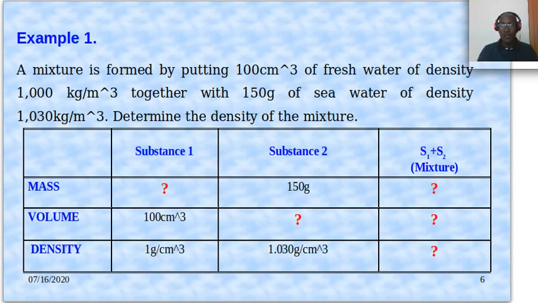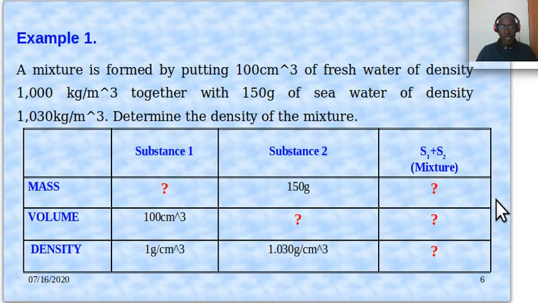How do you get the density of the mixture? The first step in this case, you need to analyze the question first to understand what is given and what you need in order to be able to determine the density of the mixture. So we use this table, and this table is important, it makes things easy. It helps us to visualize the given problem.